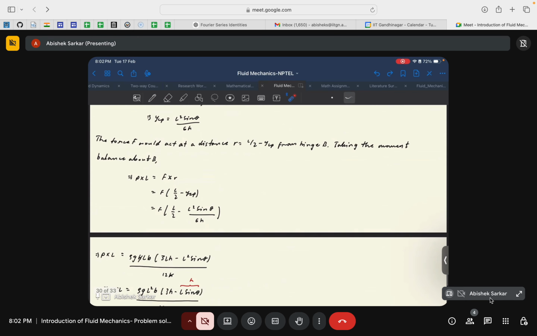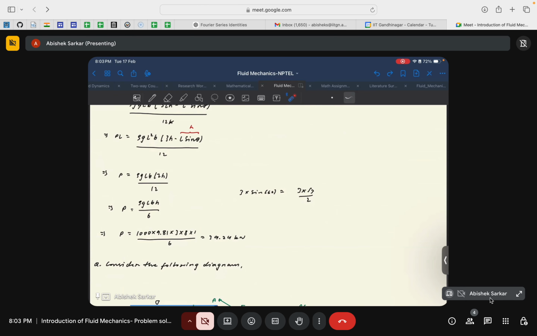Now, if you go back to this diagram, if this is L and this is theta, then L sin theta is equal to h. Just substitute that value here, then you will get P is equal to rho g Lb times 2h by 12, or if you simplify it further, P is rho g Lbh by 6. Now if you substitute the values, rho is 1000, g is 9.81, L is 3, b is 8 and h is 1, as given in the problem, then you will get P as 39.24 kilonewton.